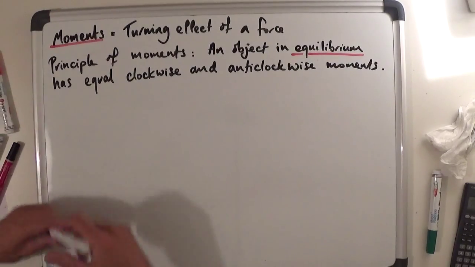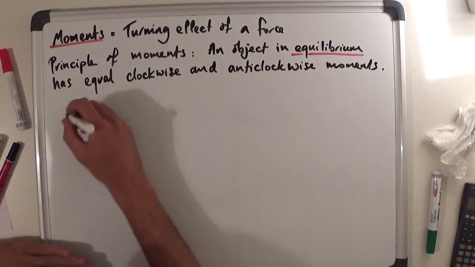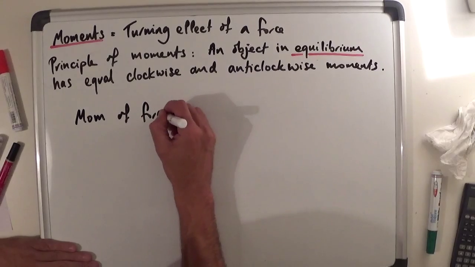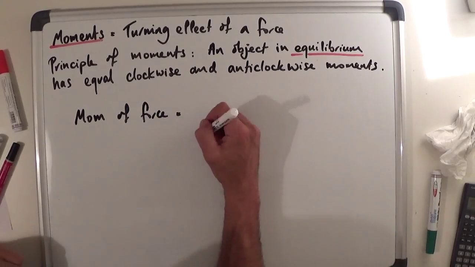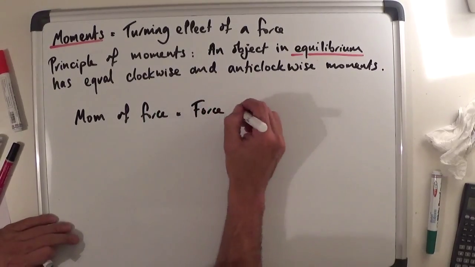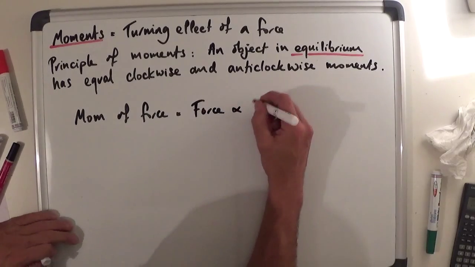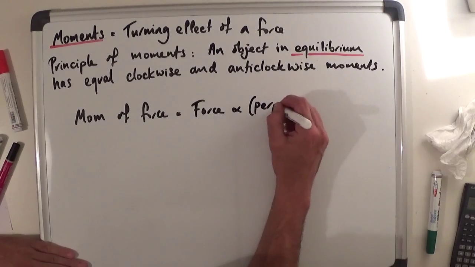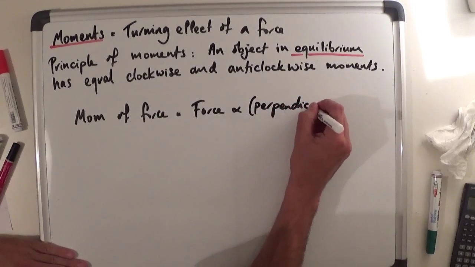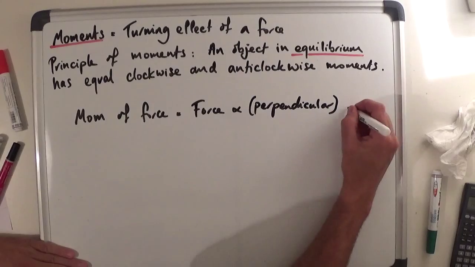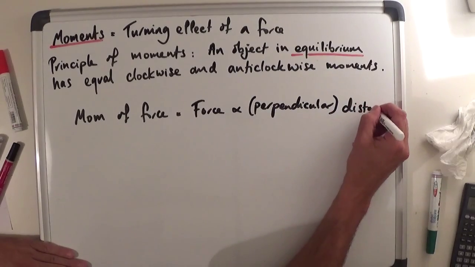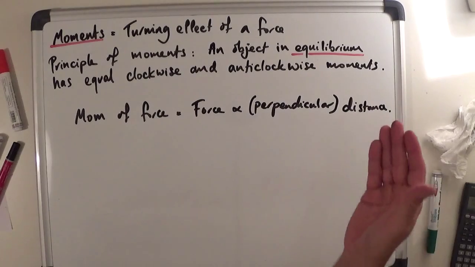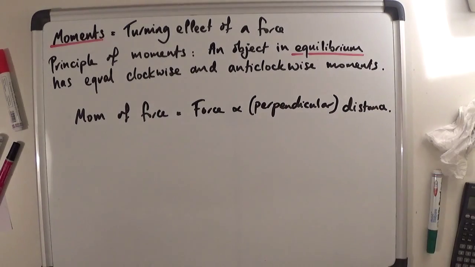So let's have a think about what the moment of a force is. Basically, the moment of a force is the magnitude of the force multiplied by, and this is the key word for a 2-mark question, perpendicular distance. Force times perpendicular distance from the force to the pivot. So what does that really mean?